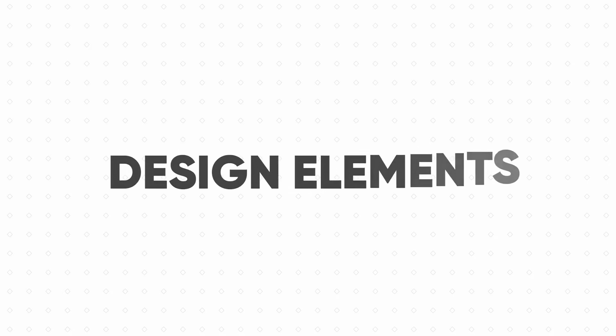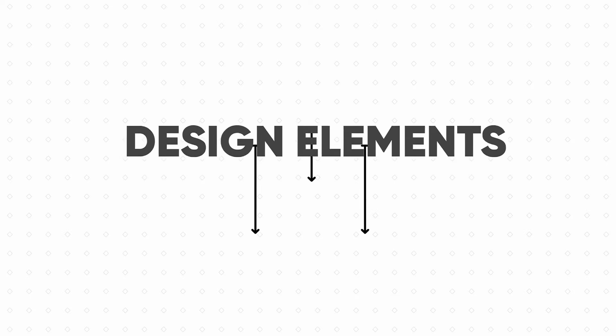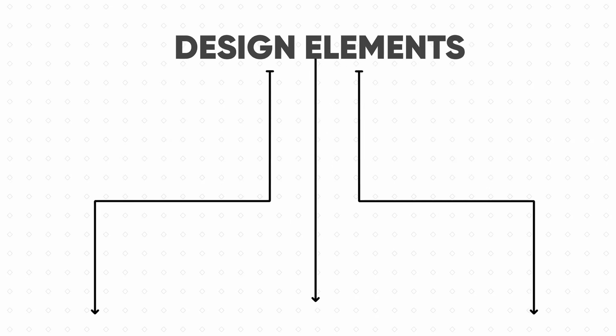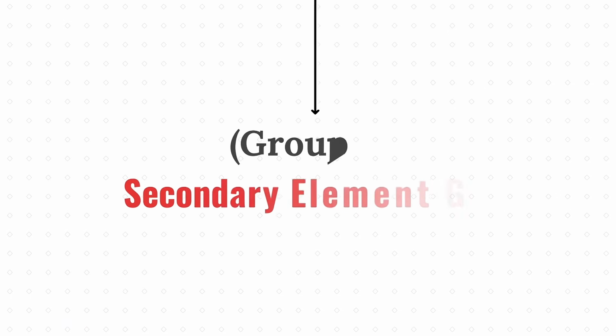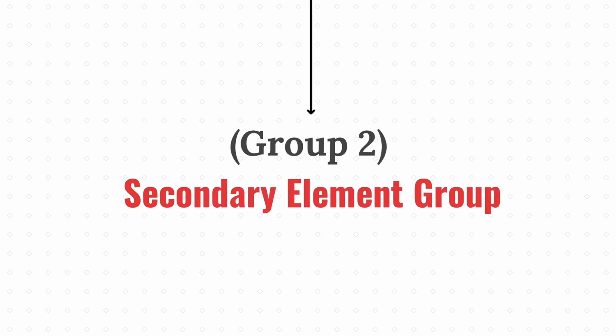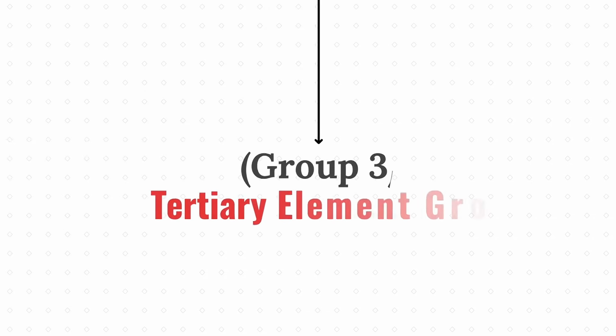By design assets, I mean the imagery, the text content, and so on, just the things that go onto your design. You then need to break your design elements down into 3 crucial groups. Group 1 is the primary element group. Then group 2 is the secondary element group. And the last one is the tertiary group.